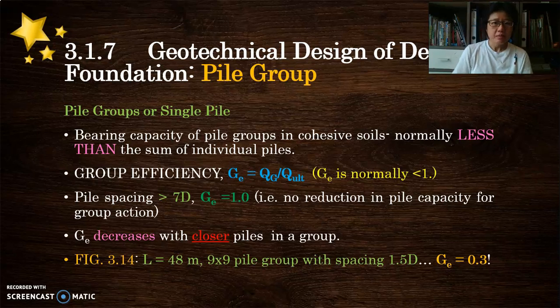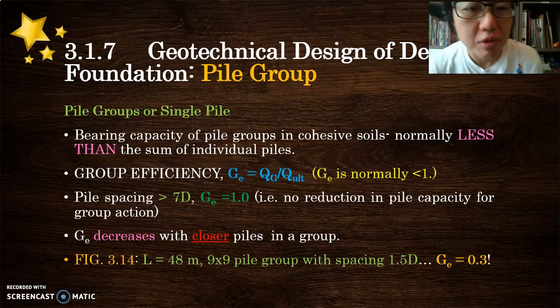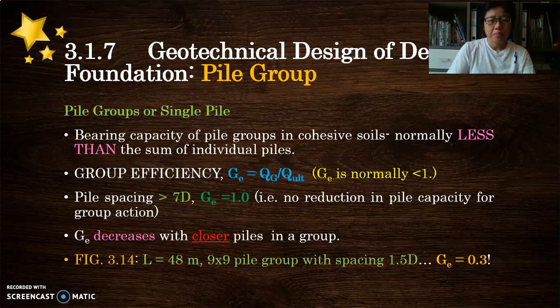Now, geotechnical design on pile groups. Now, pile groups and single piles. So basically, pile groups are just a combination of single piles, right? The bearing capacity of a pile group in cohesive soil is normally less than the sum of the individual piles. Meaning that if one single pile can take 1 kilopascal, you put 10 times 1, by the way, you have 10 kPa, but no, it will probably be 9, 8, 7, or even 5.